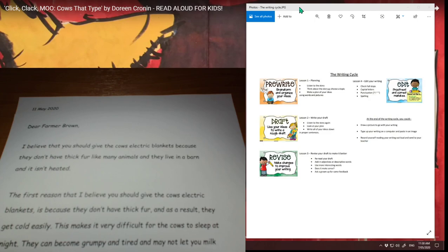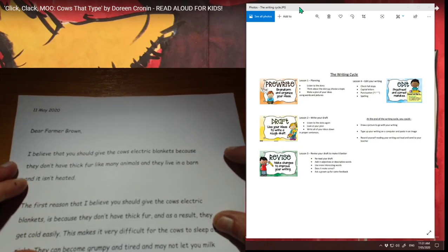I've got an example of a draft, however, I didn't intentionally make lots of errors, so it may not look exactly like your draft. At the top, I've got my date, 11th of May 2020. Dear Farmer Brown, remembering a capital letter for the word dear, and capitals for Farmer Brown because that's his name.